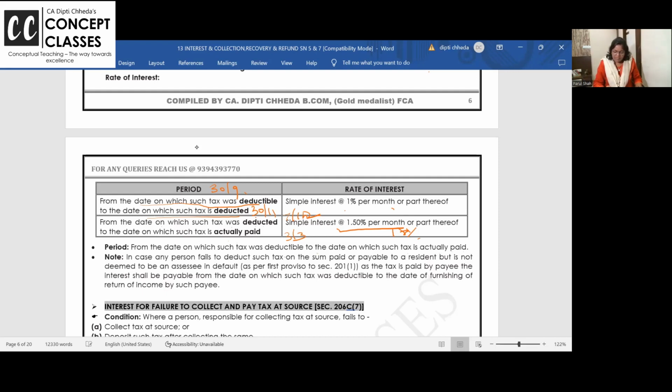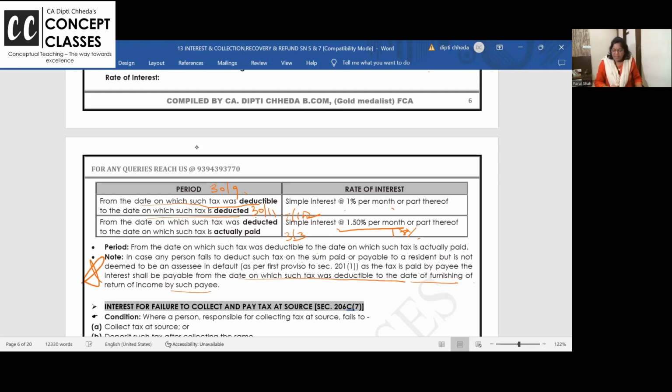In case a person fails to deduct TDS, but he's not deemed to be an assessee in default, as tax is paid by the payee, interest shall be payable still from the date on which tax was deductible to the date of furnishing the return by the payee.